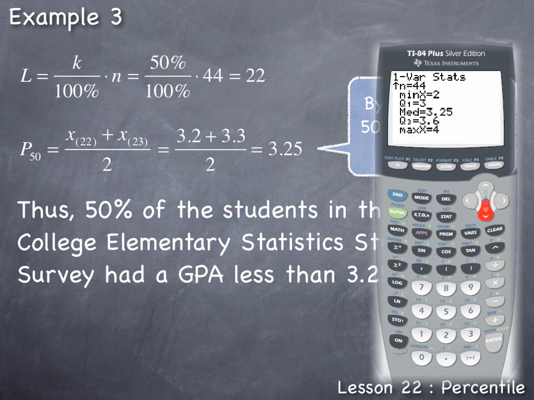Also note that the calculator gives Q1, which is the first quartile, and Q3, which is the third quartile. These are the only three percentiles that the TI-84 calculator calculates for us. That is Q1, the 25th percentile, Q3, the 75th percentile, and the median, which is the 50th percentile. All other percentiles need to be calculated yourself by hand.